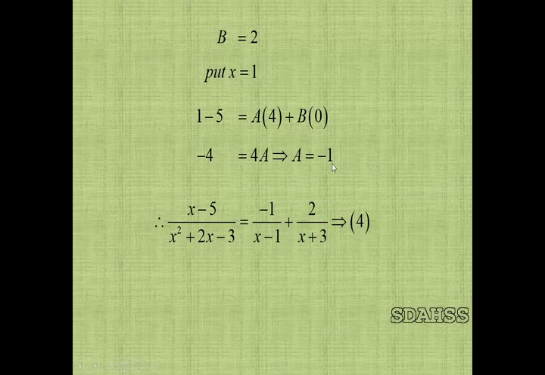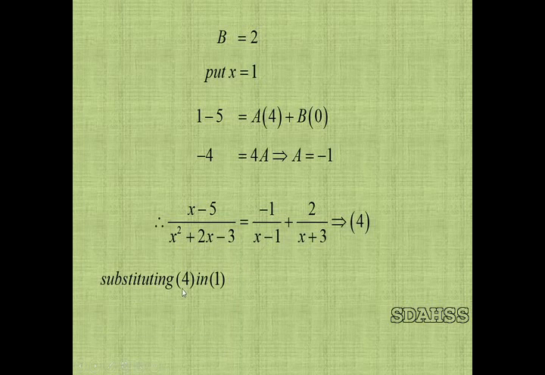Substitute a is equal to minus 1, b is equal to 2 in the second equation. So the second equation becomes (x minus 5) divided by (x square plus 2x minus 3) is equal to minus 1 divided by (x minus 1) plus 2 divided by (x plus 3). Mark it as fourth equation.